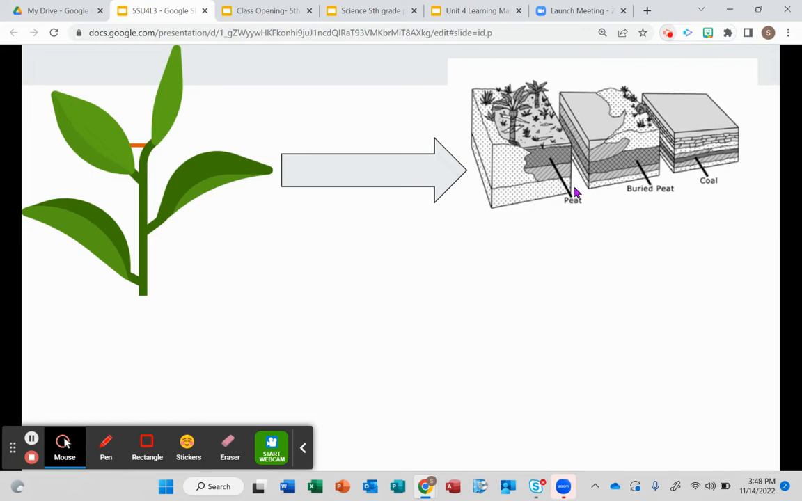And then from there, we're going to have more sediments that are going to layer on top and on top of it, right?